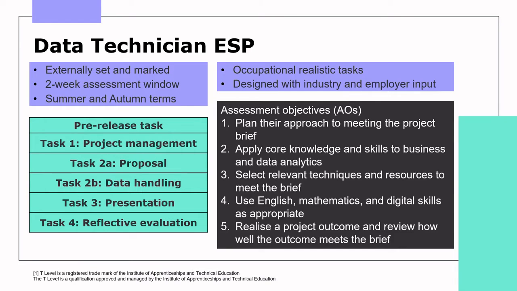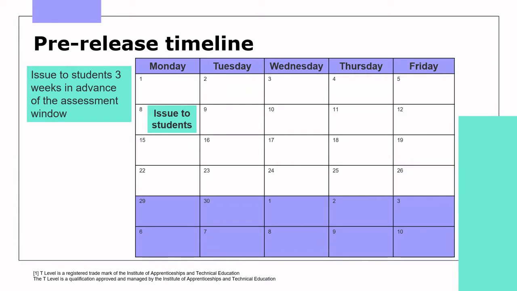This video will focus on the pre-release task, the initial research that students perform before the 2-week assessment window begins, and this task is not assessed. Students can be given the pre-release information 3 weeks in advance of the assessment window, and do check the key date schedule as we do take account of the academic calendar and term holidays.